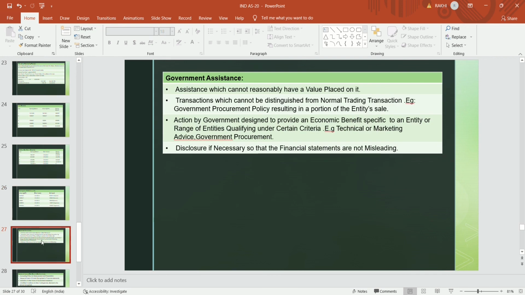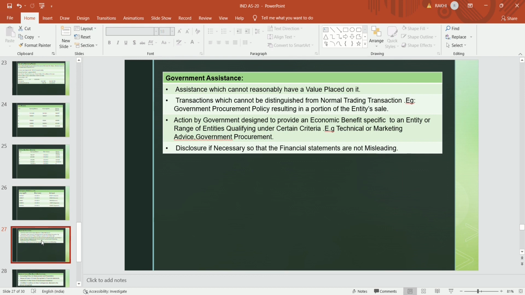Now, what is government assistance? Government assistance means any kind of support which the government is giving to the company free of cost without any monetary value. That is the government assistance. Assistance which cannot reasonably have a value placed on it. Transactions which cannot be distinguished from normal trading transactions. Example, government procurement policy resulting in a portion of entity sale. Any policy which the government has taken for entity sale, that kind of transaction.